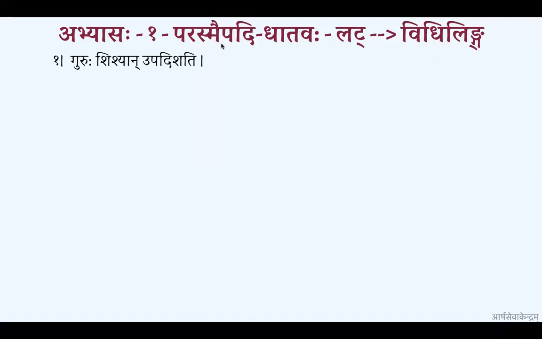So, let's first talk about Parasmaipadi Dhatus so that there is no confusion. Lat forms are given. We have to convert them to the Vidhi Ling form. Harsha Mahode, please. Karotu. Guruhu Shishyan Upadishati. So it's Upachanam, and Upa is Upasarga, Dishati.